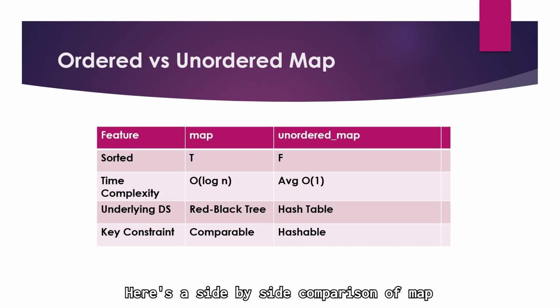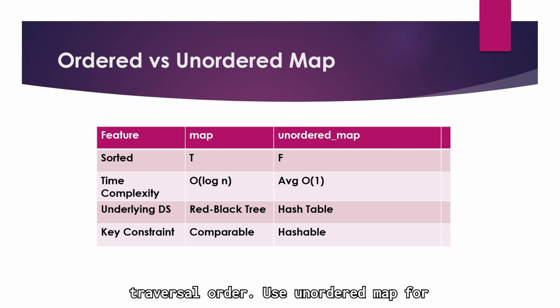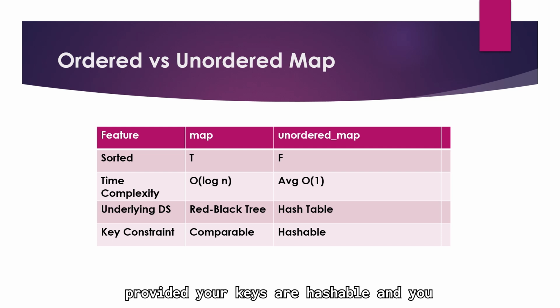Here's a side-by-side comparison of map and unordered map. Use map when you need keys sorted or want predictable traversal order. Use unordered map for fast insertions and lookups, provided your keys are hashable and you don't care about order.